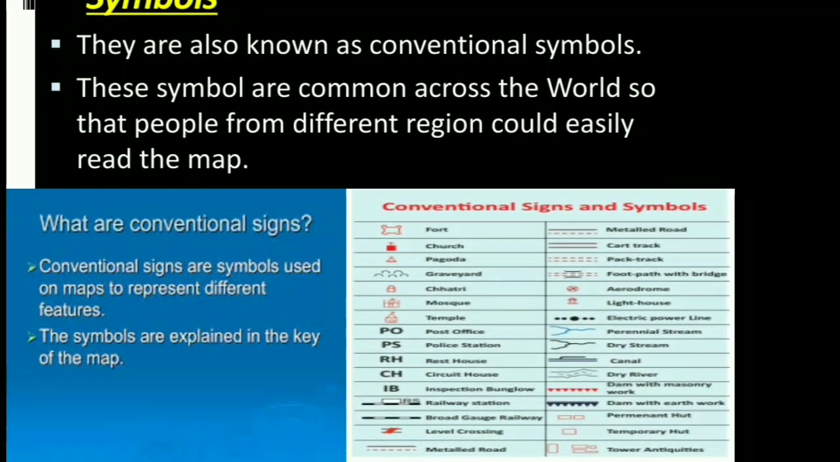What are conventional signs? Conventional signs are symbols used on a map to represent different features. The symbols are explained in the key of the map.